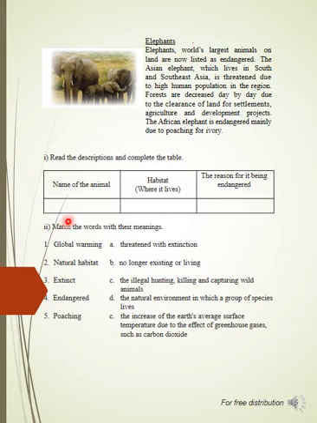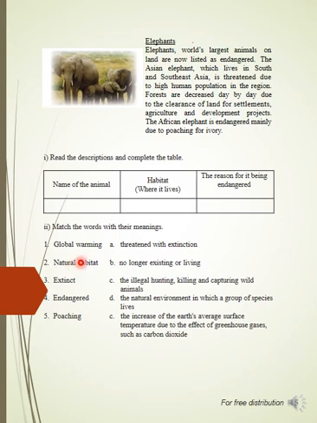Global warming. I taught you all in the lesson. Global warming means the high temperature of the earth. Where can you get that concept? By the sea: the increase of Earth's average surface temperature due to the effect of greenhouse gases such as carbon dioxide. Natural habitat. Habitat means shelter. Where can you get it? By the D: the natural environment in which a group or species lives.